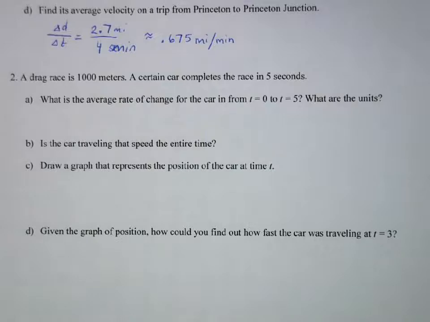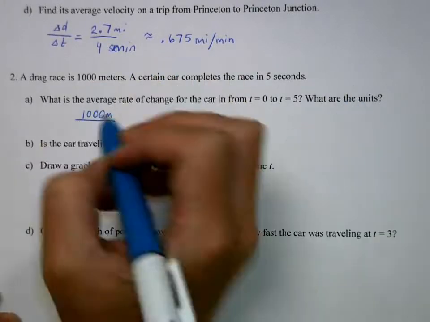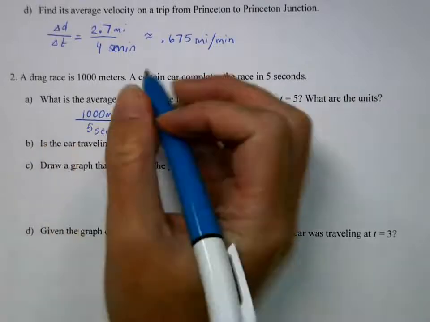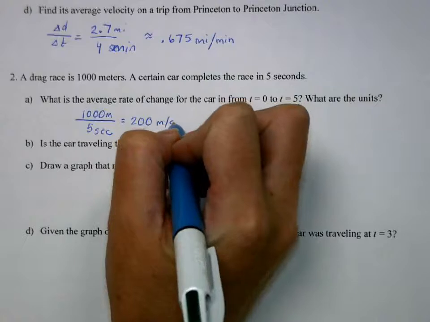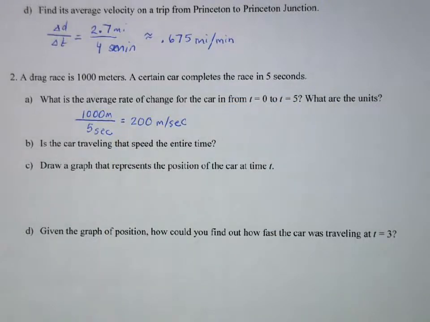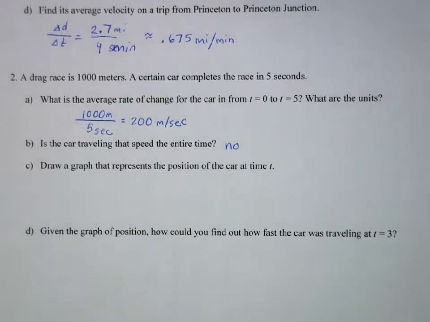A drag race is 1,000 meters long. A certain car completes the race in 5 seconds. So what is the average rate of change of the car from 0 to 5? Well, he's going 1,000 meters in 5 seconds, so that's an average rate of change of 200 meters per second. Is the car traveling at that speed the entire time? No, you don't just go instantaneously to 200 meters a second. It's going to start off slower and then steadily speed up to that.